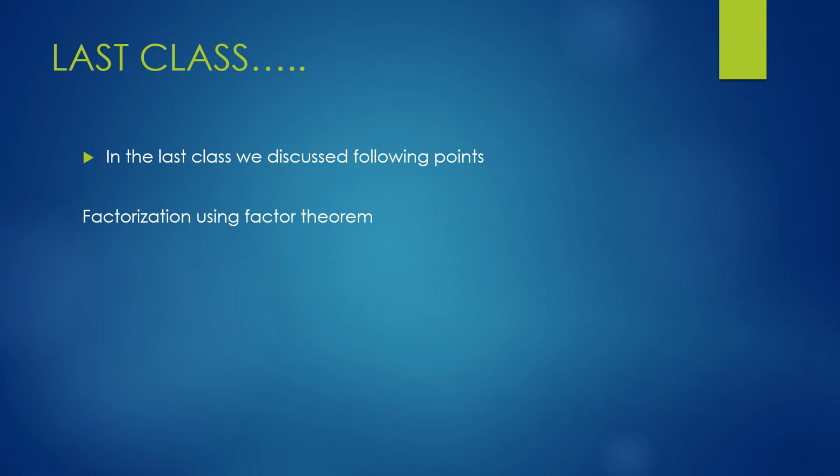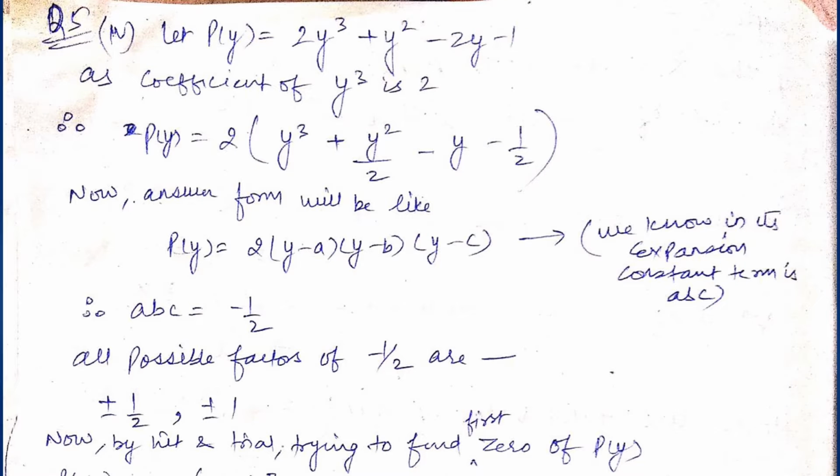In the last class, we discussed factorization using factor theorem. Today, we will take some questions of that only. Question number 5, fourth part. Question was this only. As I have seen the variable is y, I named this question as p(y). You can name it as q(y), t(y), whatever you want.